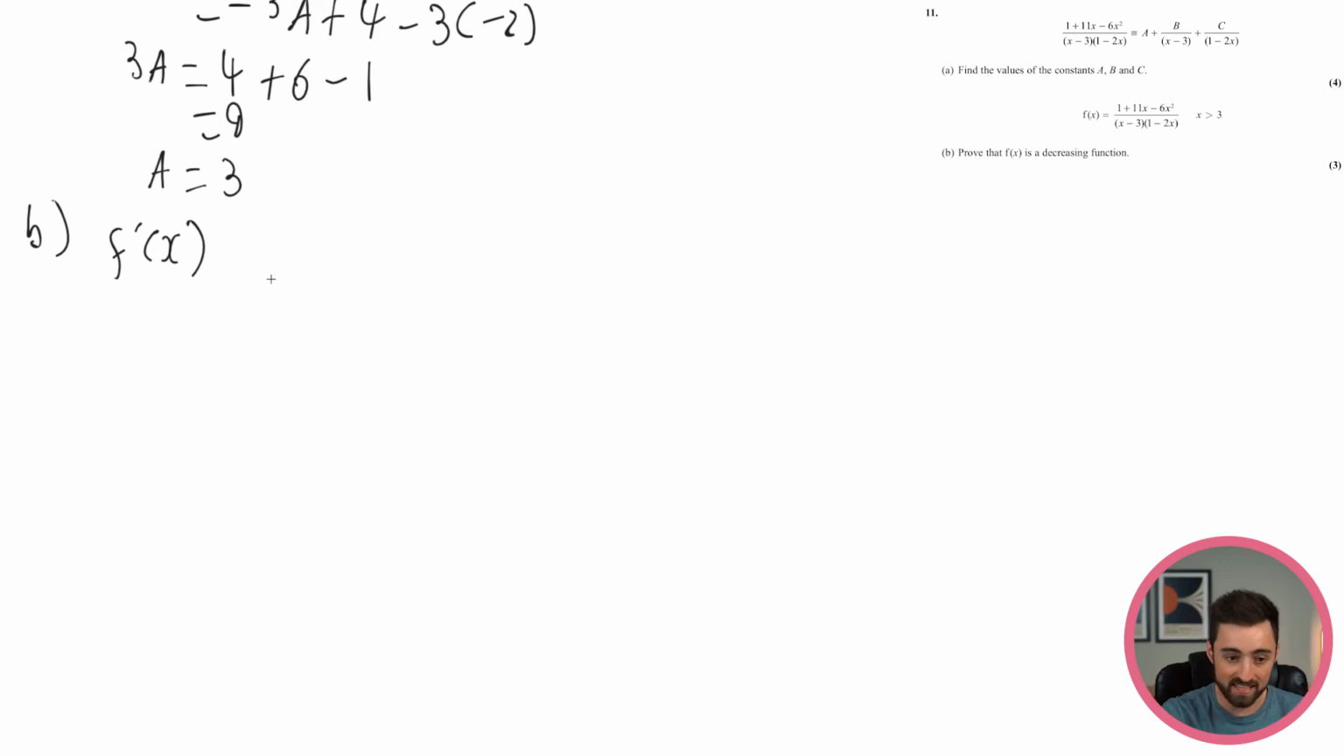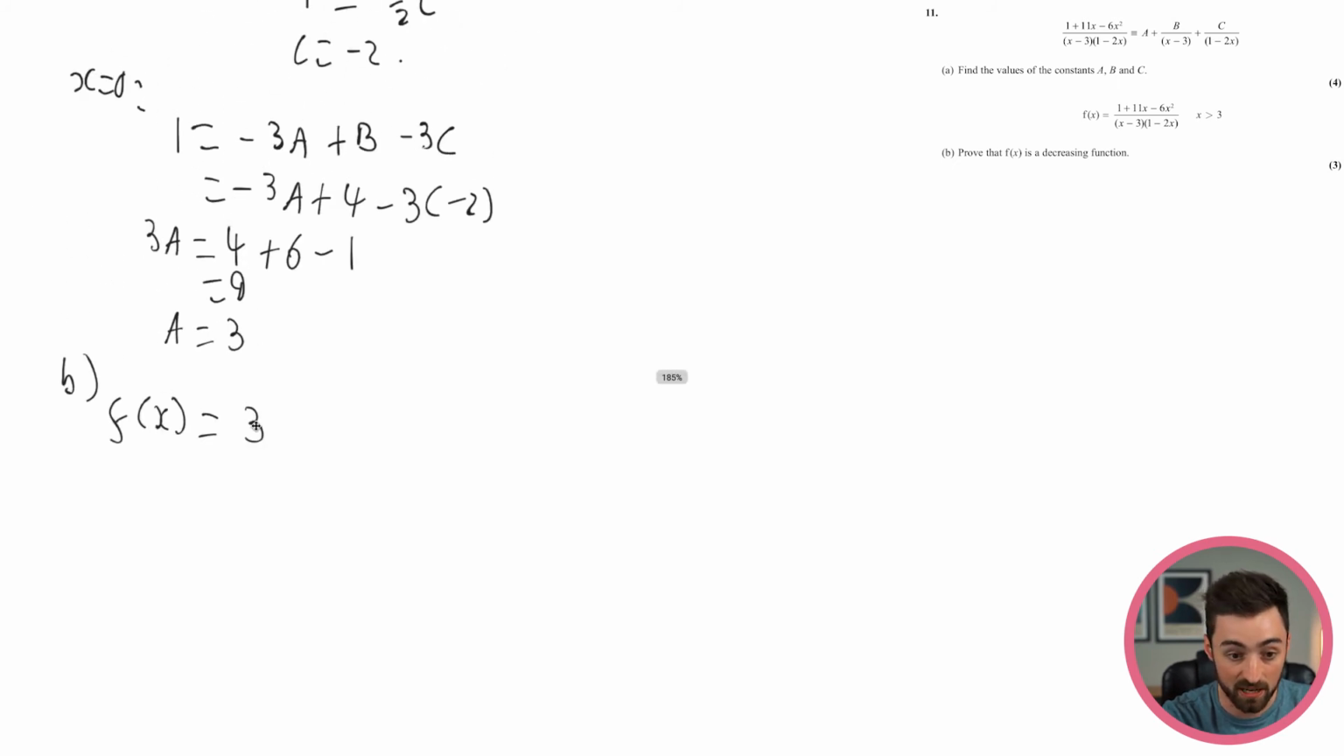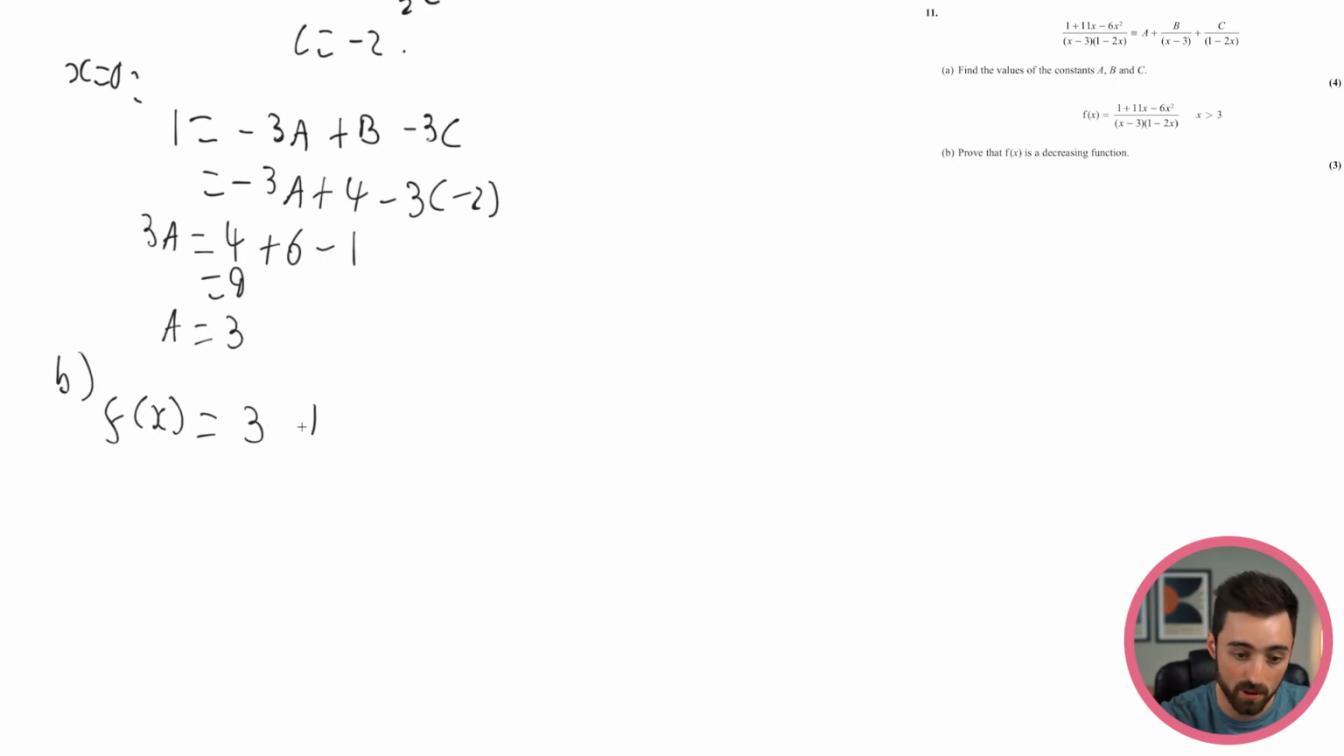Each one of those terms is much easier to differentiate, isn't it? So let's first of all write it with my b and my c. So it's going to be the following. f of x is going to equal a, which is 3, and then the value of b was 4, so it's going to be plus 4. Now, this is over x minus 3, but I'm going to write this as x minus 3 to the minus 1, and that will come in useful when we differentiate.